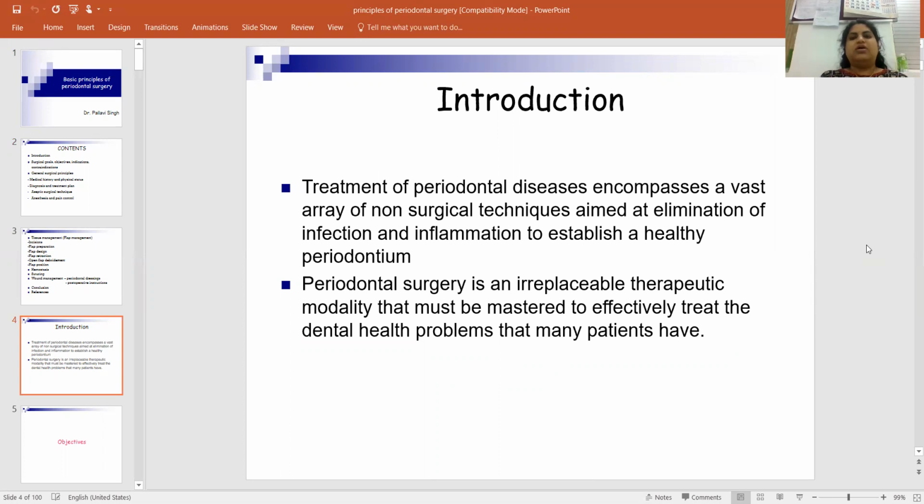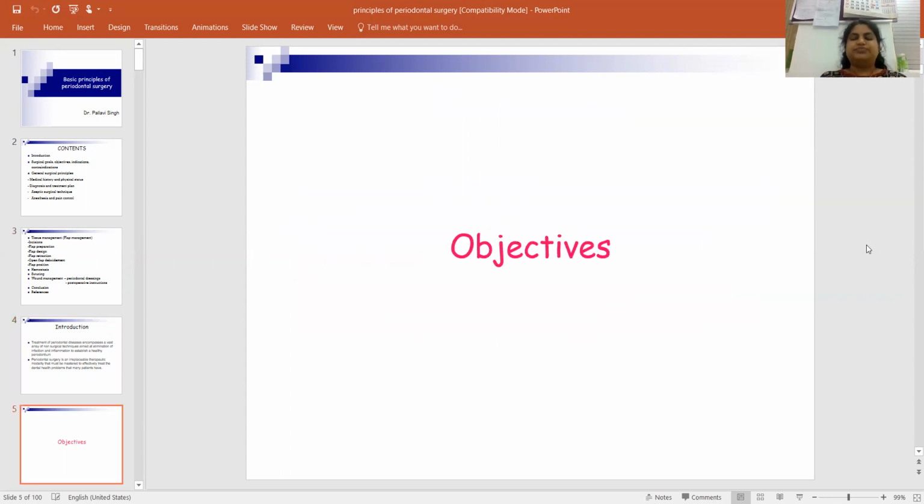So first of all, a brief introduction. What happens in the general principles of periodontal surgery? It is basically composed of periodontal disease and the treatment of periodontal disease. It encompasses a vast array of non-surgical techniques aimed at the elimination of infection and inflammation to establish a healthy periodontium. Periodontal surgery is an irreplaceable therapeutic modality that must be mastered to effectively treat the dental health problems that many patients have.